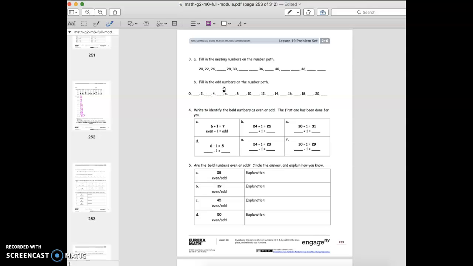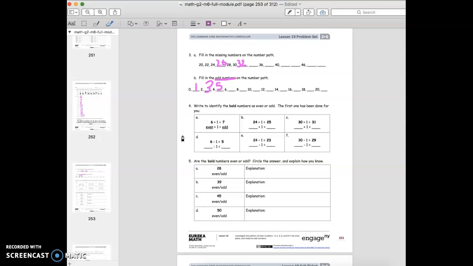And then it says fill in the odd numbers on the number path, which means when it says odd numbers, it really just means the numbers that go in between. So the odd numbers would be 1, 3, 5, and so on. All those numbers that go in the blanks. Actually, I will help you out here for a second. We have 26, 28, 30, 32. As you can see, the ones place is what's moving. So you can use a number chart to help you with that as well.